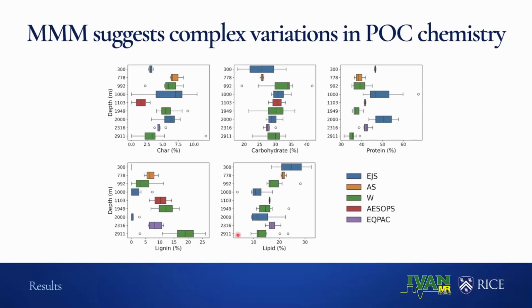And for station W, the green color, it seems the lignin content increases with depth. This is consistent with the strong lateral movement of resuspended surface sediments that are rich in terrestrial materials. And for the protein, it seems the protein content is much higher for the East Japan Sea samples. We think it's probably due to the unique geological location, which has rich nutrient input.